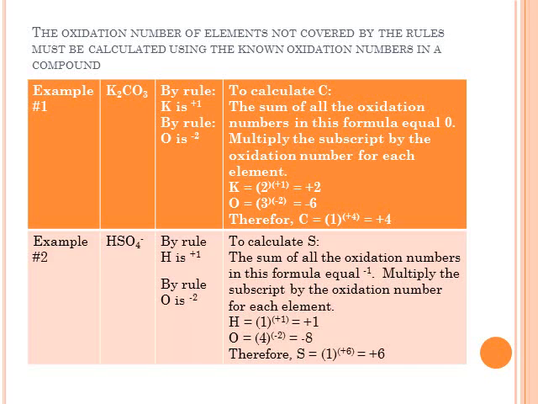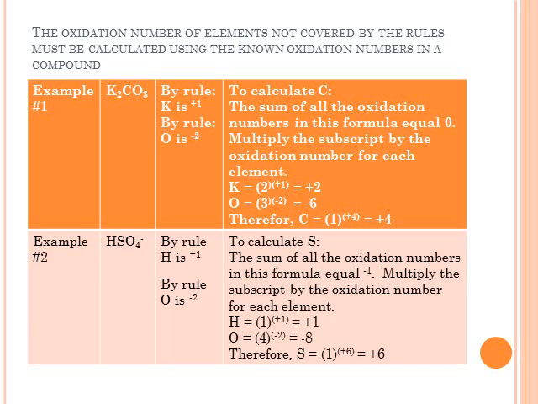In the second example, it's actually an ion rather than a compound. So our overall charge is -1, but our oxidation numbers have to add up to also give us -1. And again, we've got some ones that we're pretty sure about in here. We've got our hydrogen as +1, and we've got our oxygen as -2.